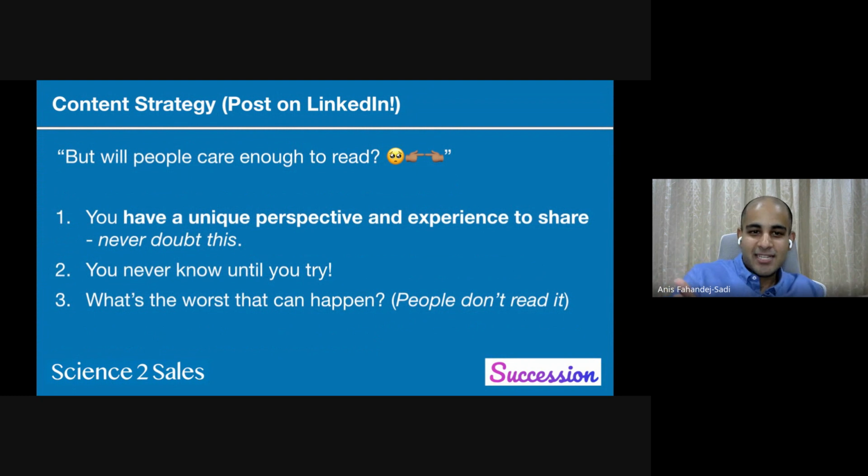Well, we'll jump to the second one first. You never know until you try, right? So even if you post something and no one interacts with it, if we look at Harrison's ratio here, there's still a chance there's a bunch of people that saw it, right? Worst thing that happens, no one reads it, which is highly unlikely.